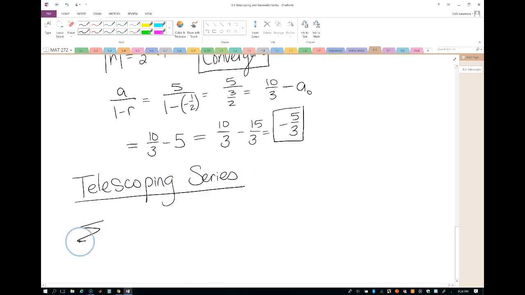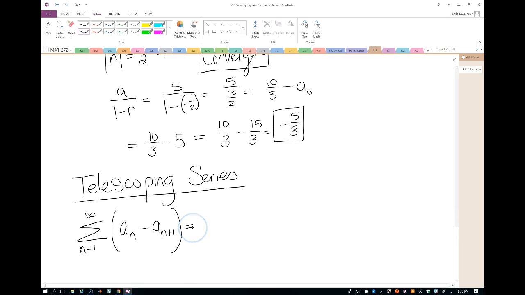And a telescoping series has a very specific format. The terms in here could be anything, but what's special is you usually have a subtraction where the second term in that expression looks very similar to the first one. It's just what you would get if you went out to the next term in a sub n.